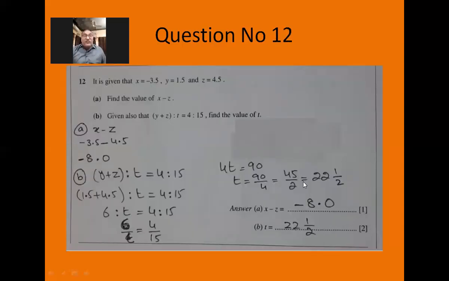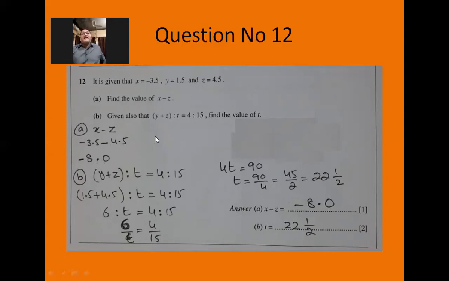Question number 12 is coming up on your screen. It is given that x equals 3.5, y equals 1.5, and z equals 4.5. Find the value of x minus z. So if you want to find the value of x minus z, I will substitute these values of x and z here. So you will have minus 3.5 minus 4.5, and that will be minus 8. So the A part's answer is minus 8.